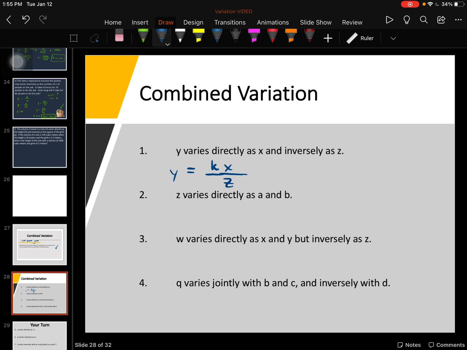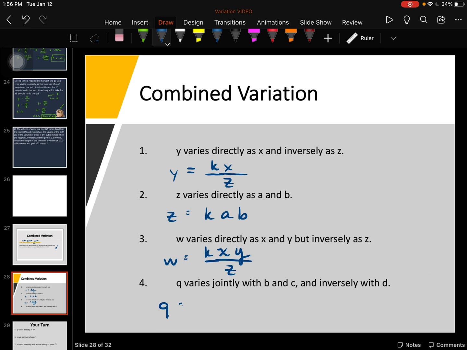Okay, our next one, z varies directly as a and b. So I put a k, and a and b are both direct here. So there's not even a denominator for this one, because there's nothing about inversely. Number 3 says y varies directly as x. So I'll put x up top. It says and y, so I'll put a y up top. And inversely with z, so the z goes in the bottom, always put a k up top. Again, you could use a instead of k if you would like.